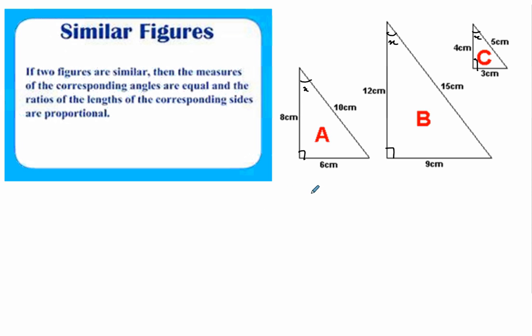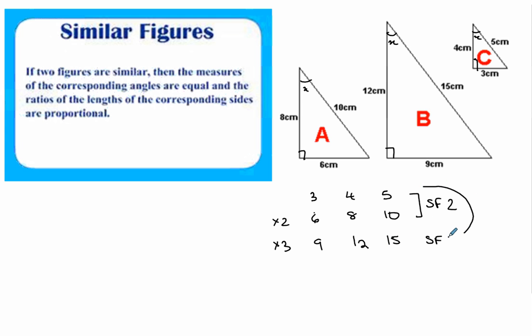So you can see the small one would be 3, 4, 5, which is a Pythagorean triple. If you double it, it'll be 6, 8, 10. So that's a scale factor of 2. And if you triple the 3, 4, 5, you get 9, 12, 15. Yeah? So in relation to that one, it's a scale factor of 3.